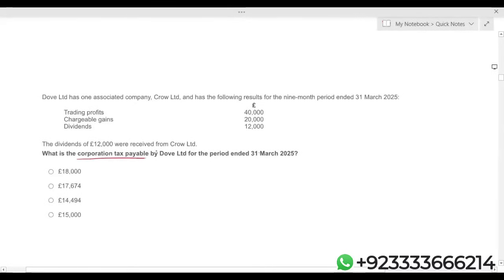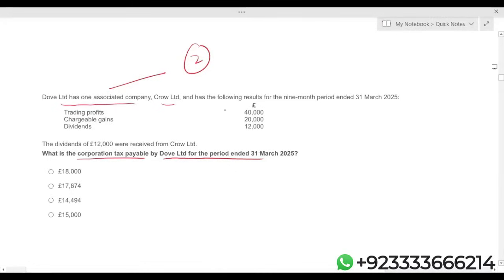What is the corporation tax payable by DOF Limited for the period ended March 2025? DOF Limited has one associated company, Crow Limited. If there is one associated company, it means in the group there are a total of 2 organizations. One parent is there. Associated means your subsidiary. It means there are 2 companies in the group.